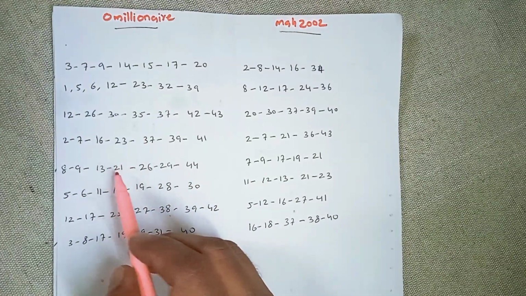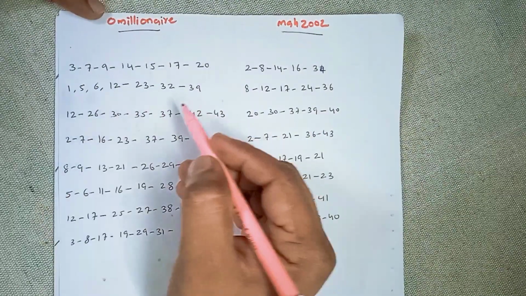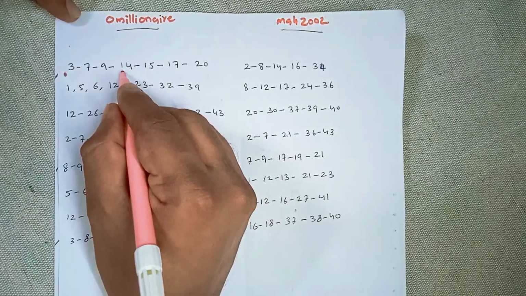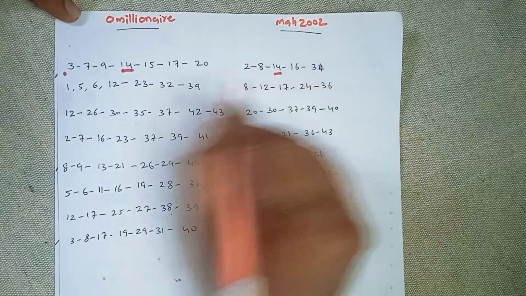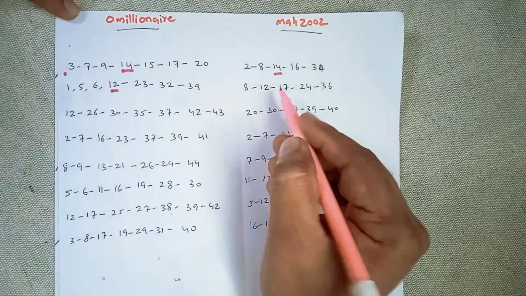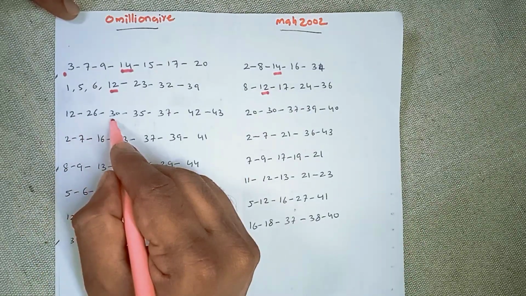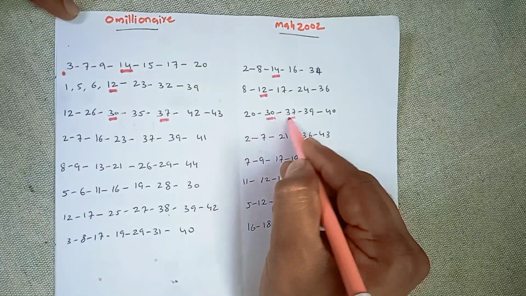This is the O Millionaire old result. This is the Mahzooz result. This is the last result of O Millionaire. Here 14, Mahzooz 14. 12, O Millionaire result, Mahzooz also 12. Here two numbers are the same: 30, 37.